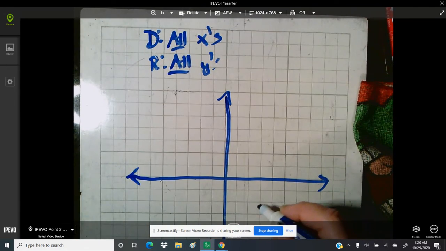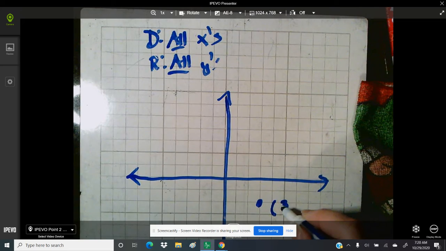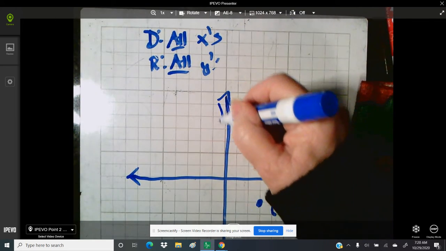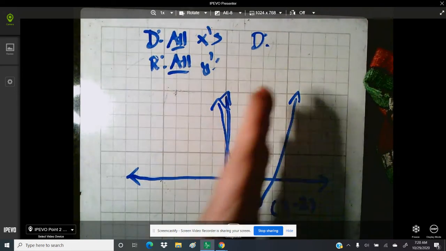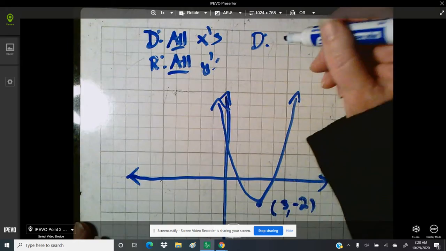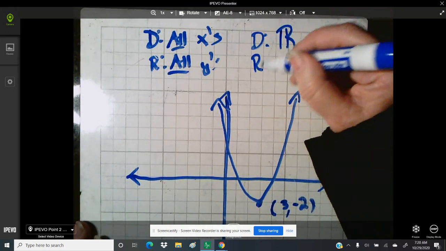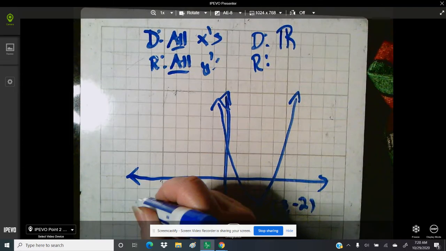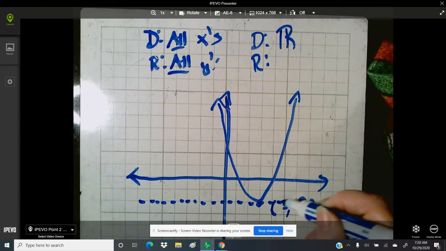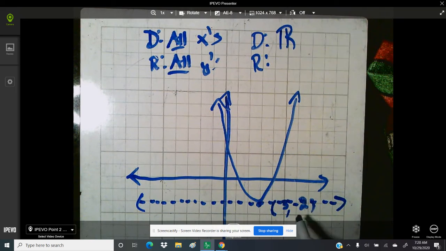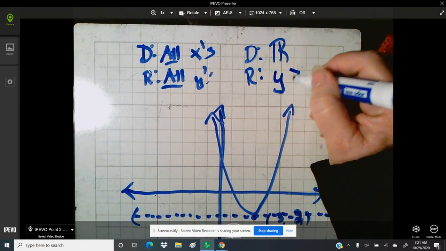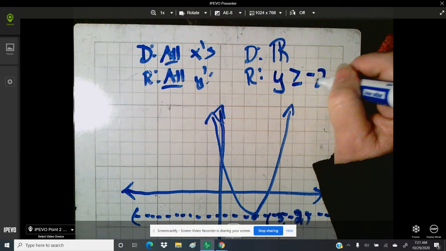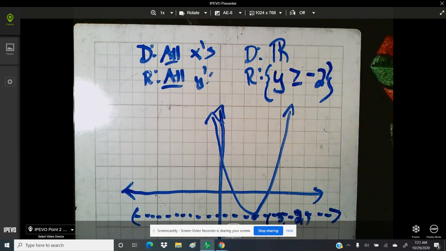Now let's take a look at a parabola. All right, let's say I have a vertex here at 3, -2, and we'll say my parabola opens up. And again, if I take a look at my domain, if I look at the right and the left, my domain can be anything. There's no restrictions on my domain. But if I take a look at my range up and down, I don't see any y values below this line here. So there's no y values less than -2. All my y values are greater than -2. So my range would be y is greater than or equal to -2. And again, you could put those in curly brackets if you want to.